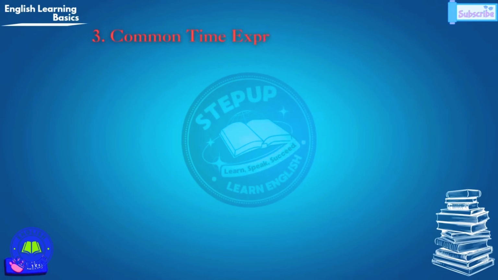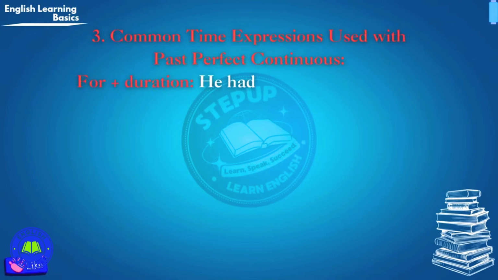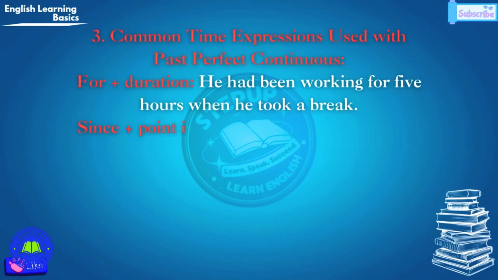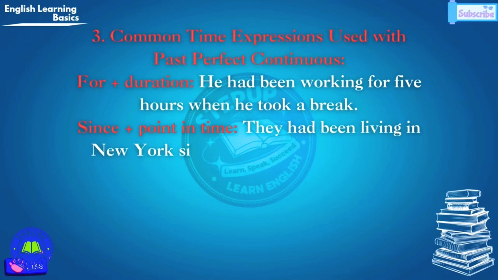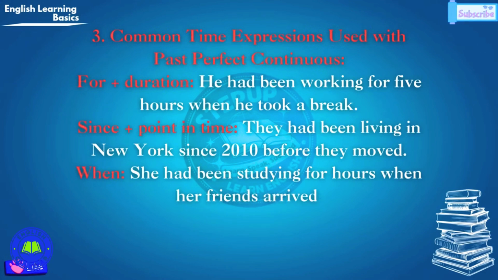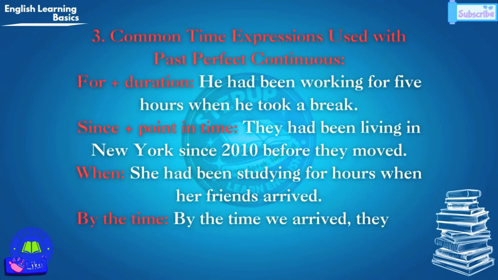3. Common time expressions used with past perfect continuous. For plus duration. He had been working for 5 hours when he took a break. Since plus point in time. They had been living in New York since 2010 before they moved. When. She had been studying for hours when her friends arrived. By the time we arrived, they had been playing for 2 hours.